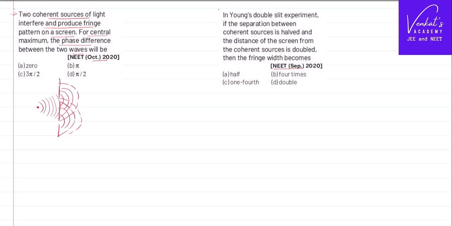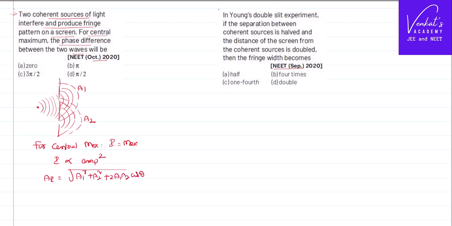So, it is very clear that for central maximum, intensity has to be maximum. We know intensity is directly proportional to the square of amplitude. One source has an amplitude A1, the other has an amplitude A2. Then the resultant amplitude A, in the form of a vector, will be root of A1 square plus A2 square plus 2 A1 A2 cos theta. Theta is the phase or angle between them.